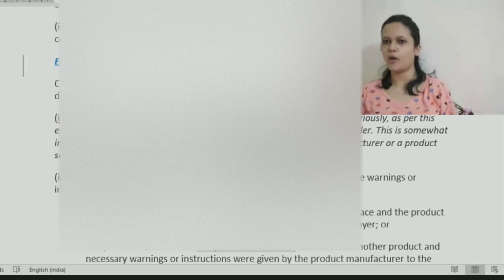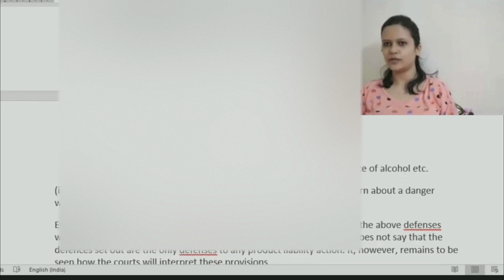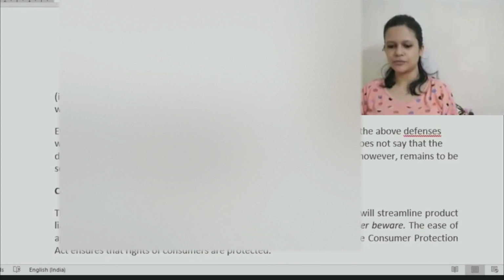These are some common things that we see in our day-to-day lives also, right? It's easy to relate to these provisions of the Consumer Protection Act.